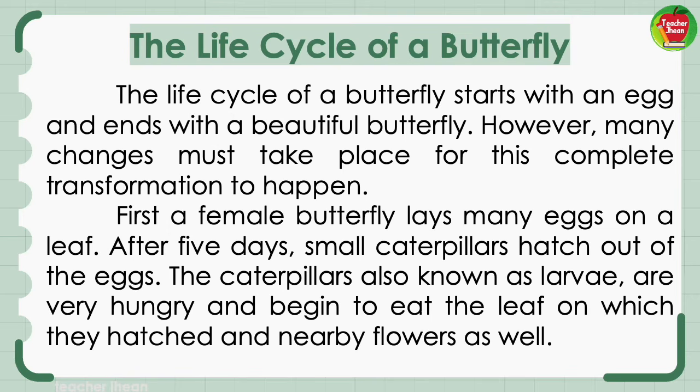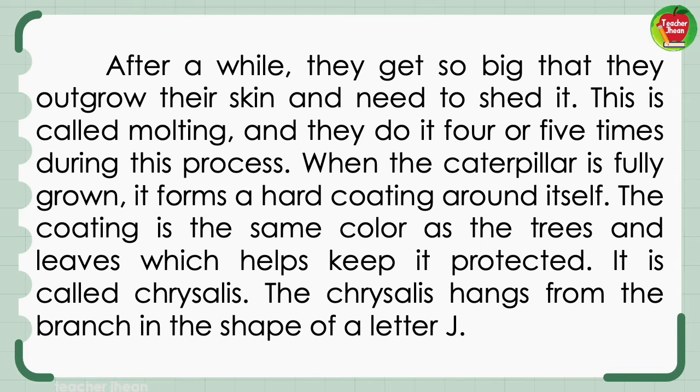The life cycle of a butterfly starts with an egg and ends with a beautiful butterfly. However, many changes must take place for this complete transformation to happen. First, a female butterfly lays many eggs on a leaf. After 5 days, small caterpillars hatch out of the eggs. The caterpillars, also known as larvae, are very hungry and begin to eat the leaf on which they hatched and nearby flowers as well. After a while, they get so big that they outgrow their skin and need to shed it. This is called molting, and they do it 4 or 5 times during the process.